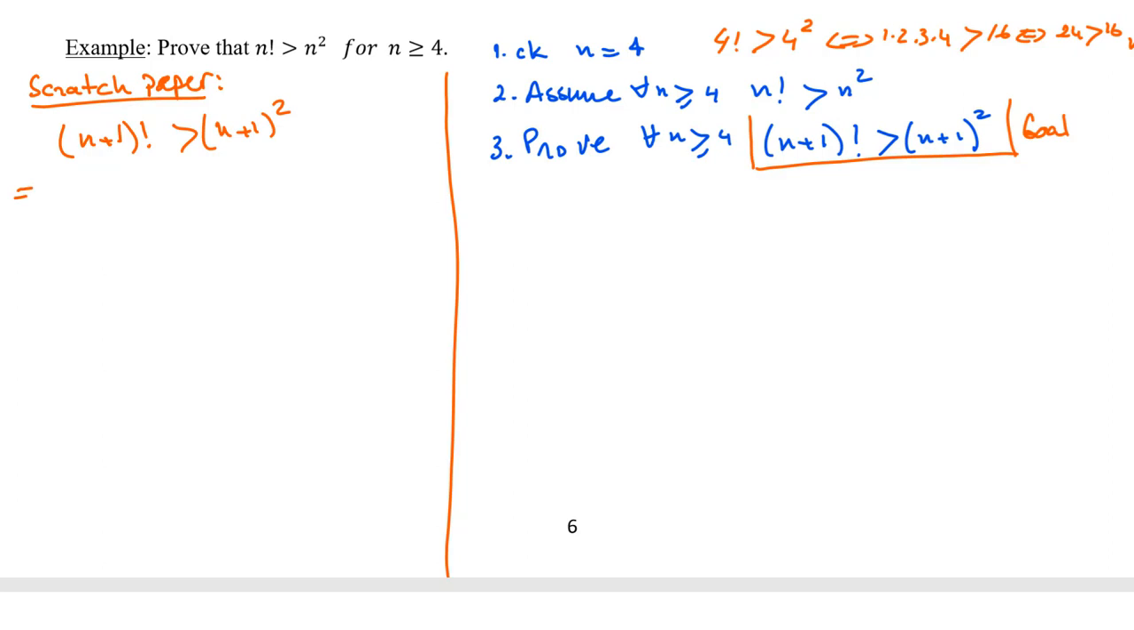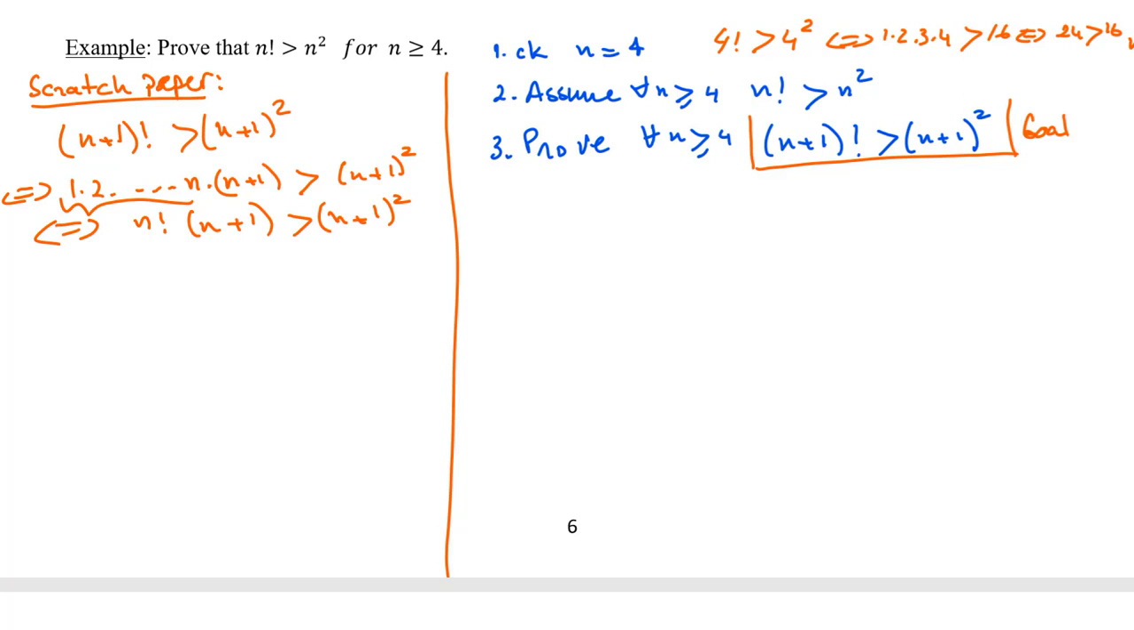If you think of factorial, meaning 1 times 2 times all the way to n plus 1, you don't stop at n, you stop at n plus 1. So what I need to prove is that if I multiply all these numbers, is this greater than n plus 1 quantity squared? 1 times 2 times 3 all the way to n is n factorial. So n factorial times n plus 1 is greater than n plus 1 quantity squared. Still, this is what we need to get to.